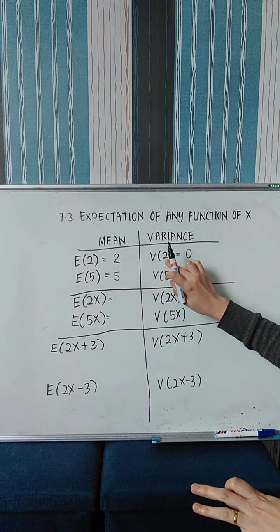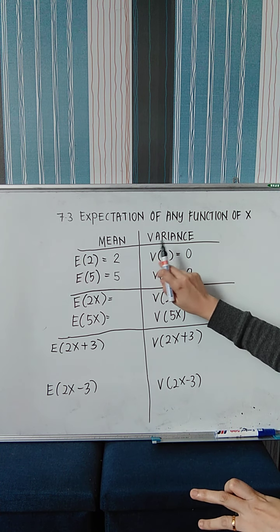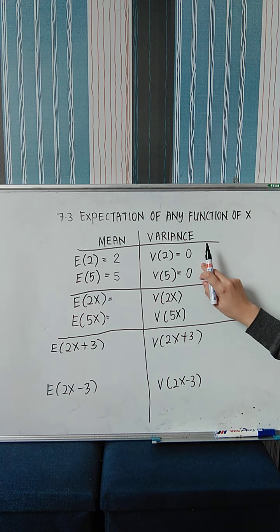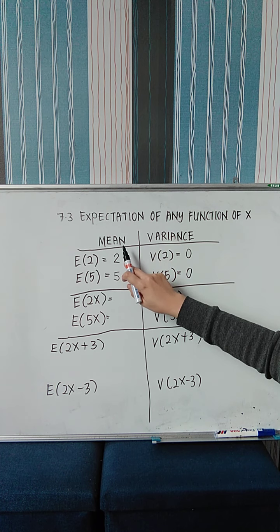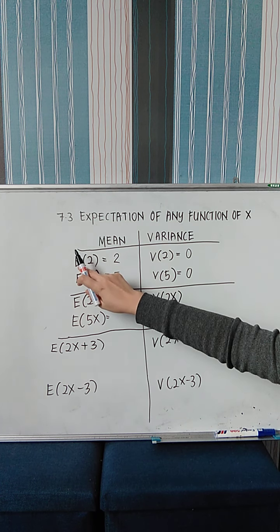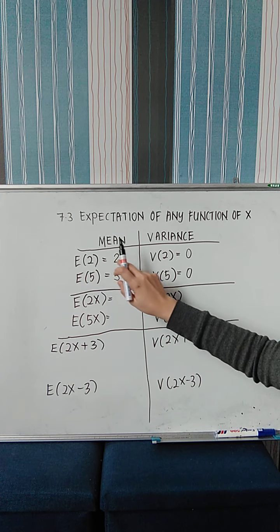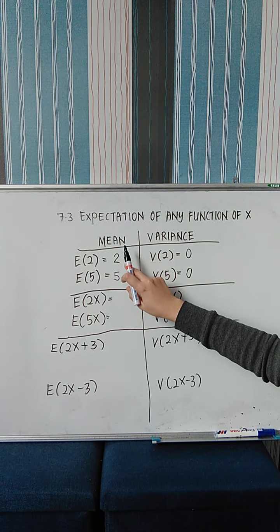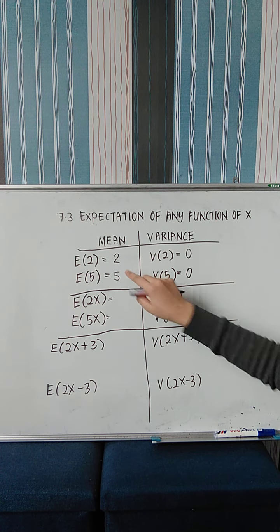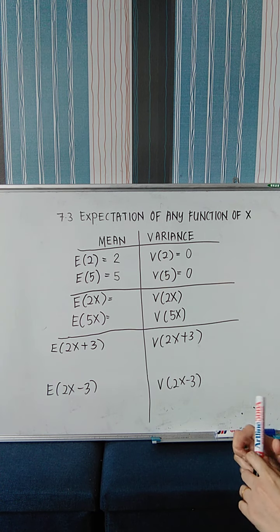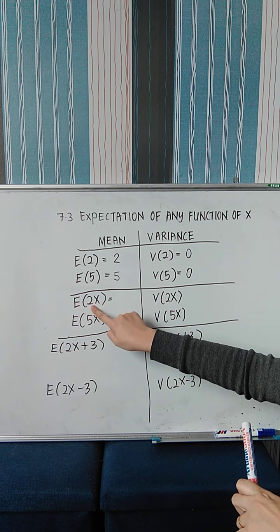Any value given for the variance, the answer must be 0. This is different from the mean for the expected. If expected of a number, the answer must be that number. Okay. Next, we continue to expected 2x.